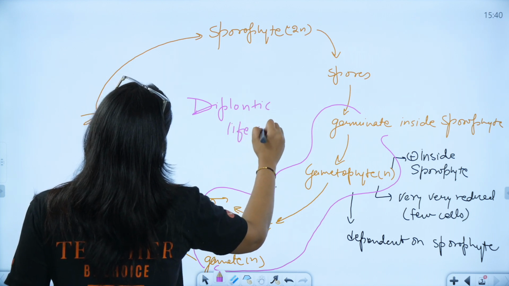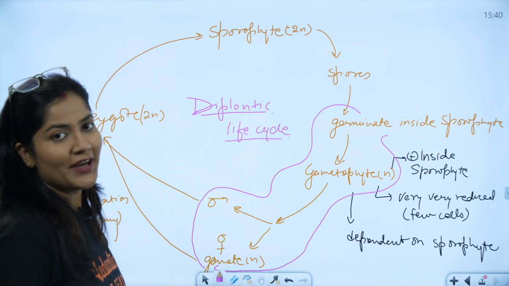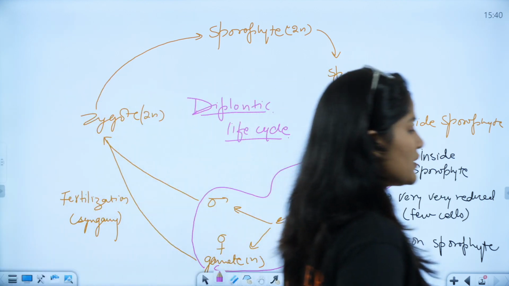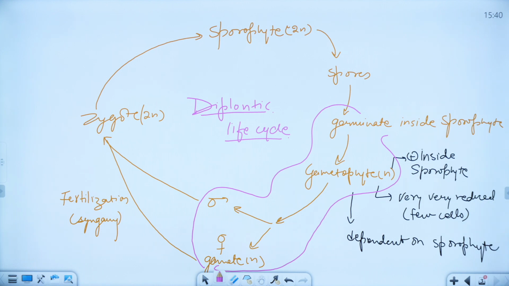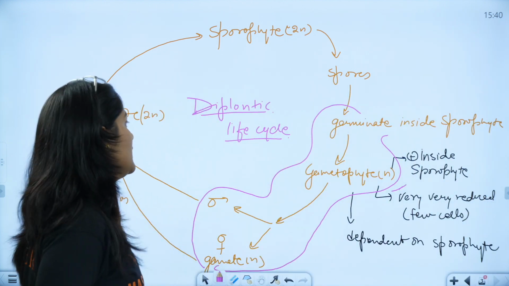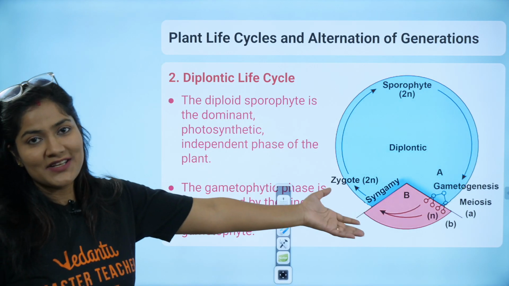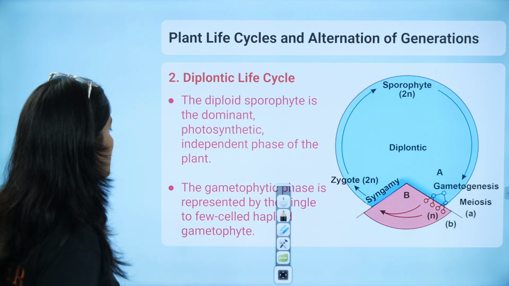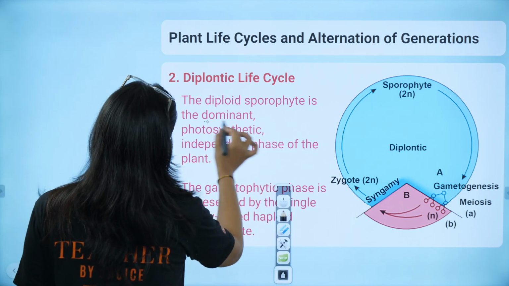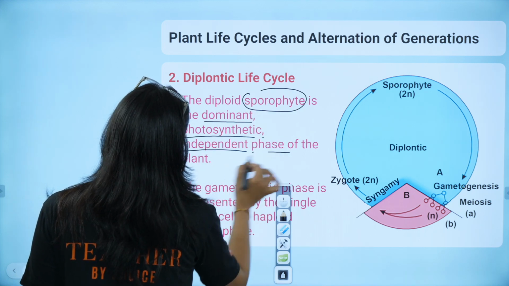Why are we calling it the Diplontic life cycle? Because in this case, you will never see a gametophyte, right? The gametophyte will not be visible to us outside the plant, and even if it is present, it is very reduced and short-lived. So this kind of life cycle is known as Diplontic life cycle. A better diagram is given over here, right? In the Diplontic phase, the main and dominant phase is your sporophyte. This sporophyte is the photosynthetic, independent phase of the plant.